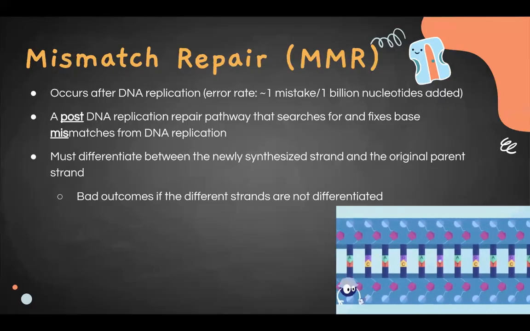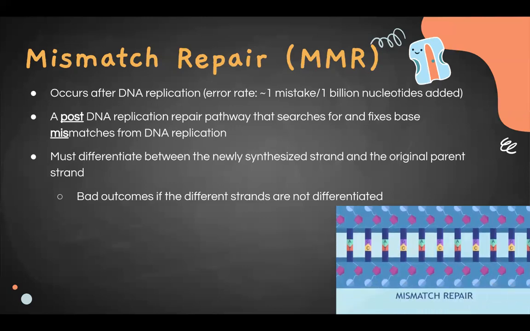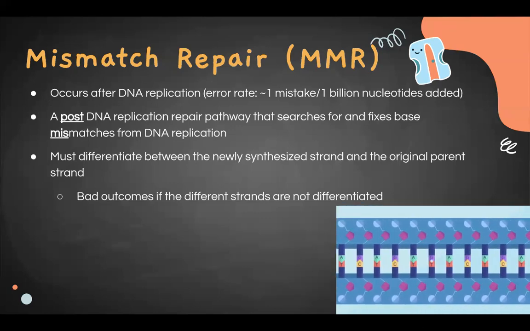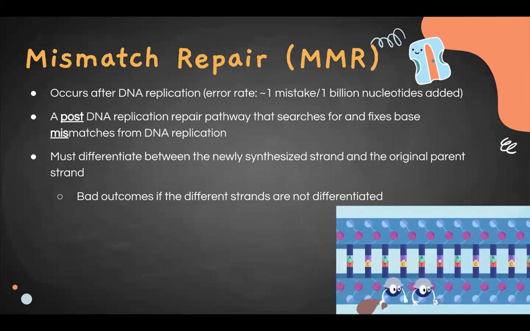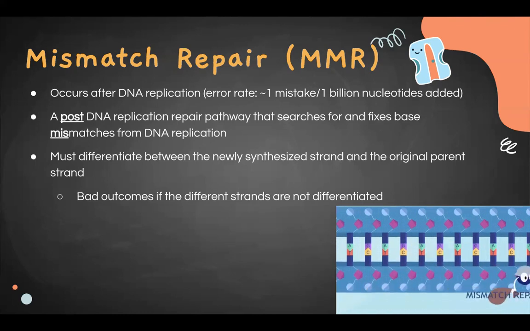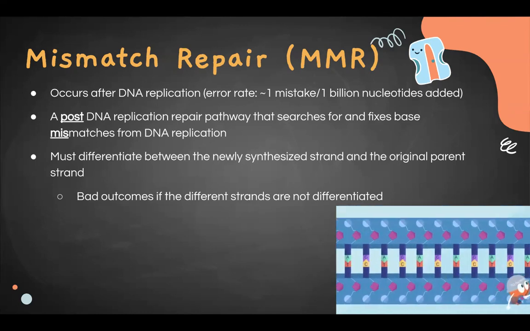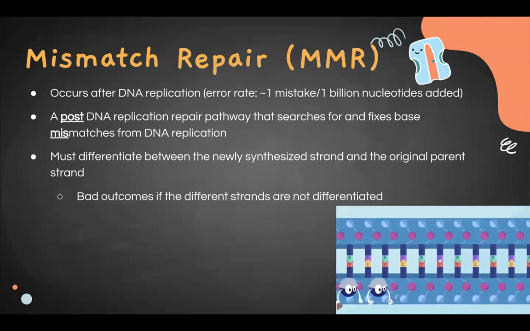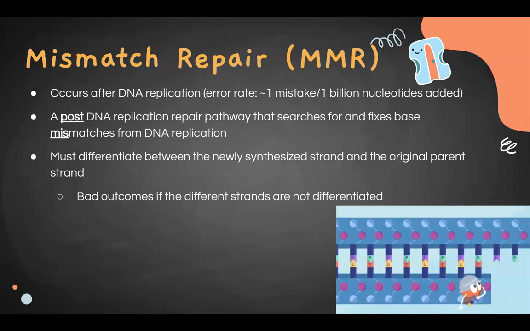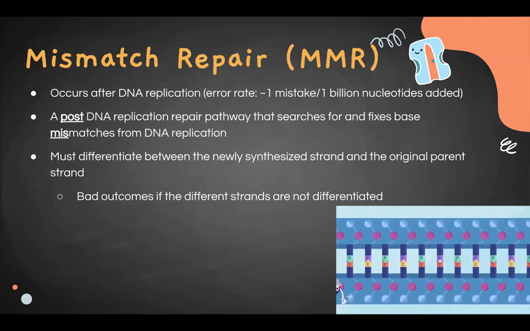Okay, mismatch repair. So DNA polymerase can proofread with its exonuclease activity, like John was talking about, but sometimes the proofreading does not catch all of the errors that the DNA polymerase makes, and that's when the mismatch repair system comes into play. Basically, mismatch repair is a post-DNA replication repair pathway that searches for and fixes bases that are mismatched, which means just the incorrect complementary pair.